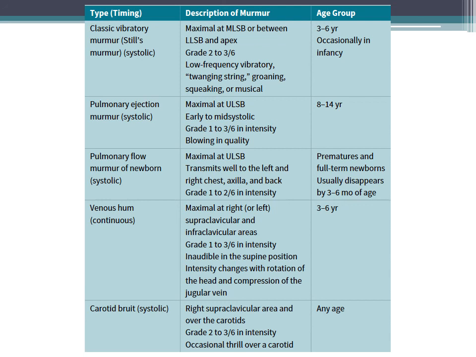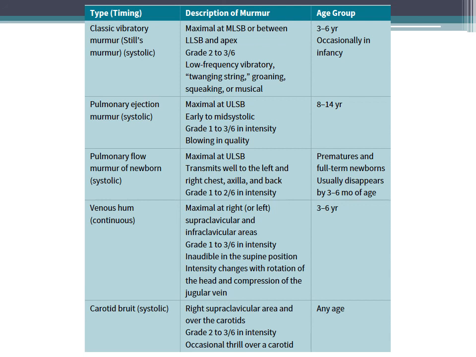So you can hear it a little bit in the pulmonary area, but it's going to be prominent in the left or right axilla and back. And that's your tip off that you're dealing with peripheral branch pulmonary artery stenosis. It's usually 1 to 2 out of 6 in intensity. And if it goes away by a year of age, then it's completely normal. If not, then you want to refer them to cardiology.